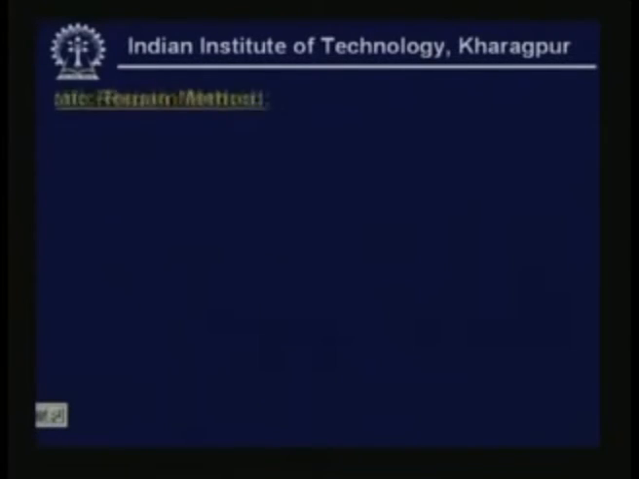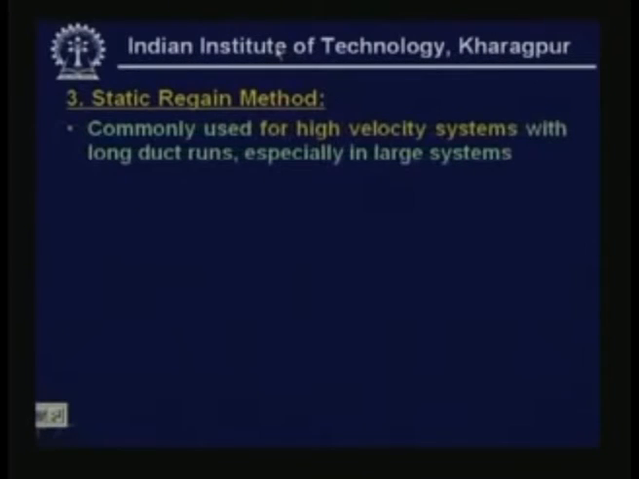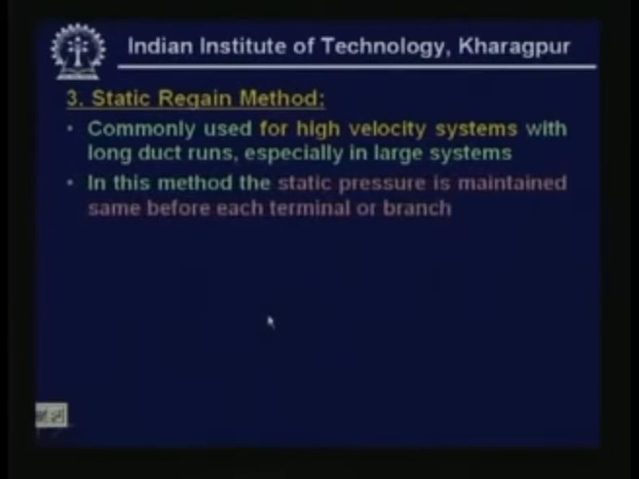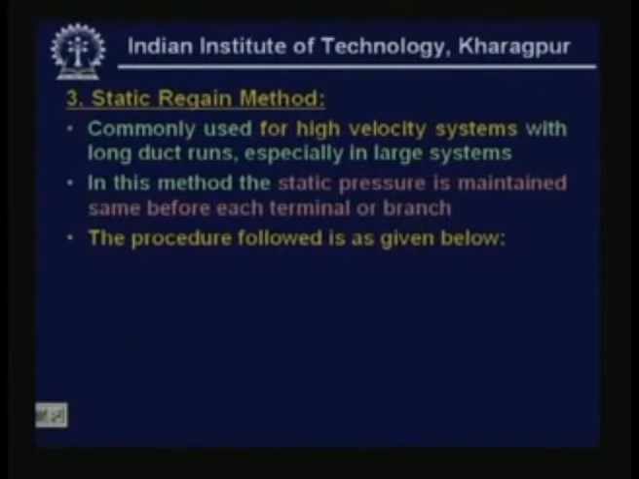Next, let us look at the third method, that is static regain method. This method is commonly used for high velocity systems with long duct runs, especially in large systems, that means large capacity systems. We normally use static regain method, because you will find that this method is more efficient compared to velocity method and equal friction method. In this method, the static pressure is maintained same before each terminal or branch, that is why the name is static regain method. And the procedure followed is as given below.